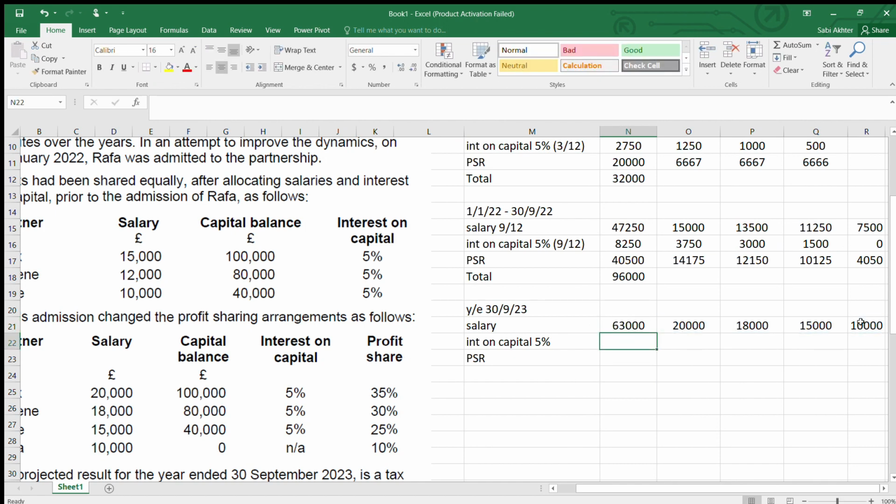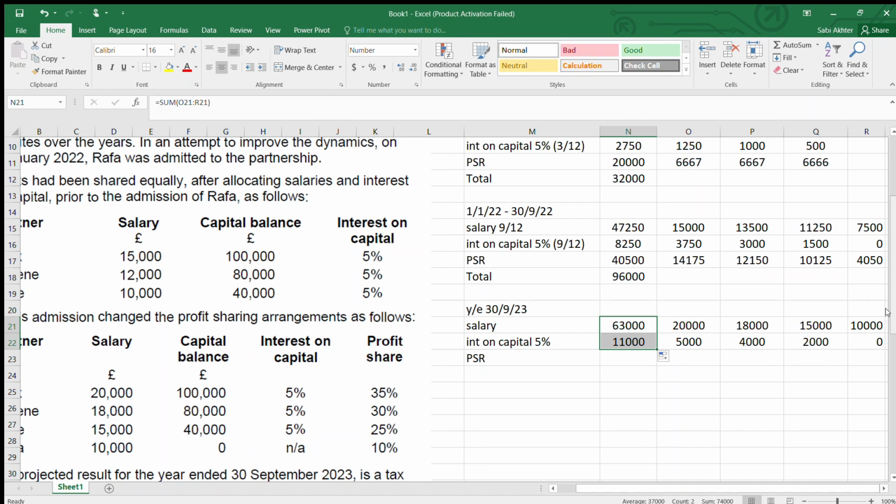Just do the sum function. Their interest on capital is 5%. So if you take 5% on 100, 5% on 80, 5% on 40, this will be the amount: 5,000, 4,000, 2,000, and 0. Total 11,000.